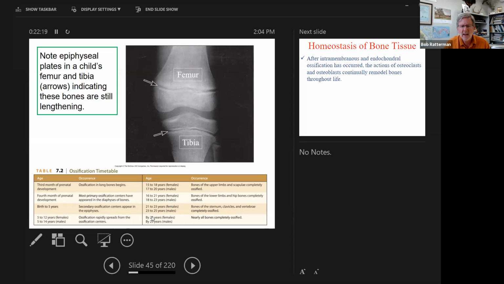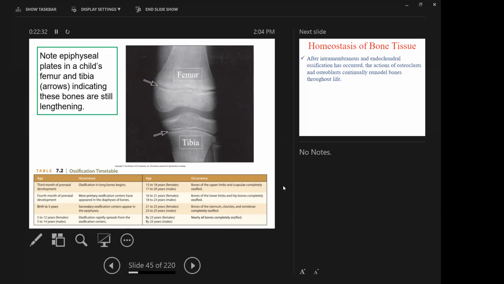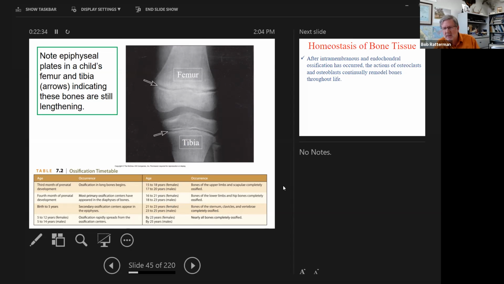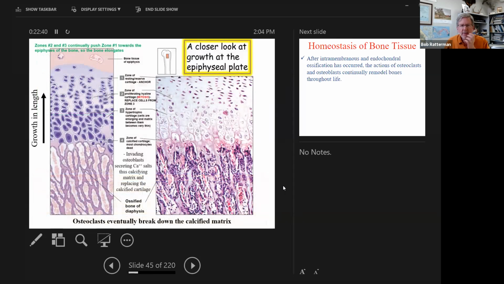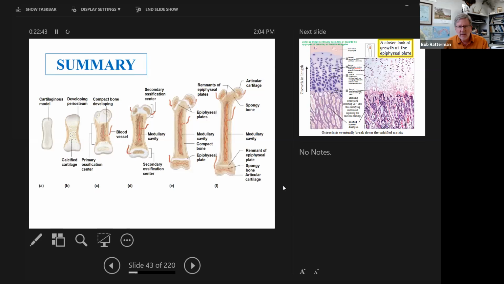By the way, notice that women get ossification taking place earlier than men. Why is that? Because they're smarter. Estrogen. Right. It's the effect of estrogen. Yep, absolutely right, Paige. Yep, it's sex hormone impact. Right. Okay, so that's in essence the difference between the two types of ossification.